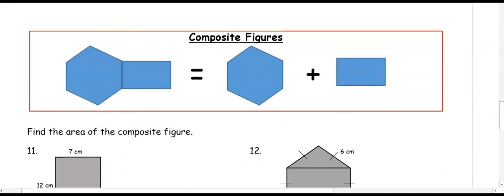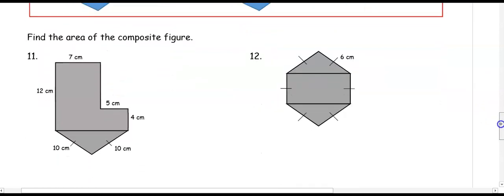Next, we have composite figures. A composite figure is a shape or multiple shapes that are put together in order to create a bigger one. So in this case, we have a hexagon and a rectangle together. So if we split them up using this line right here, we would have a hexagon and a rectangle. So let's look at finding the area of a composite figure.